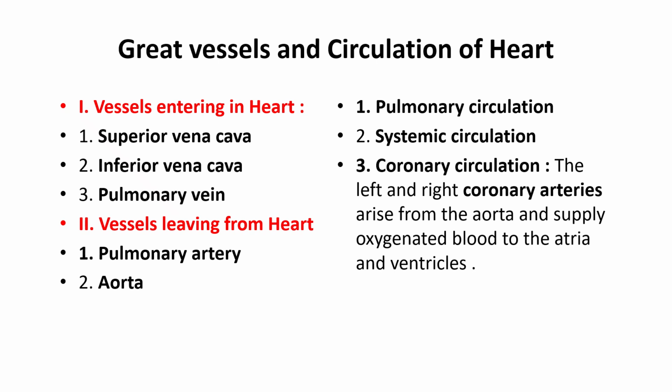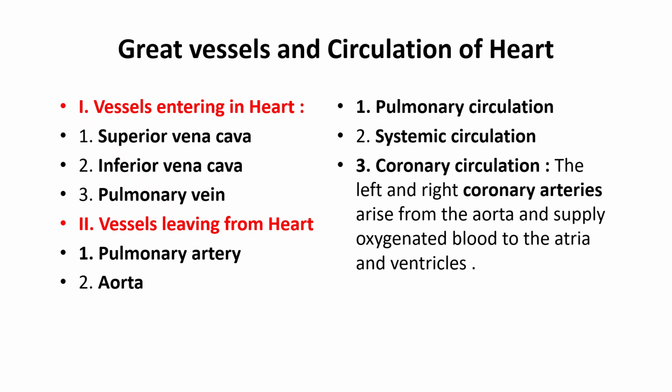which carries deoxygenated blood. The pulmonary veins come from the lungs and enter into the left atrium. Even though it is a vein, it carries oxygenated blood because it is coming from the lungs. For the vessels leaving the heart, the pulmonary artery leaves from the right ventricle, and the aorta from the left ventricle. The pulmonary artery carries deoxygenated blood and the aorta carries oxygenated blood.